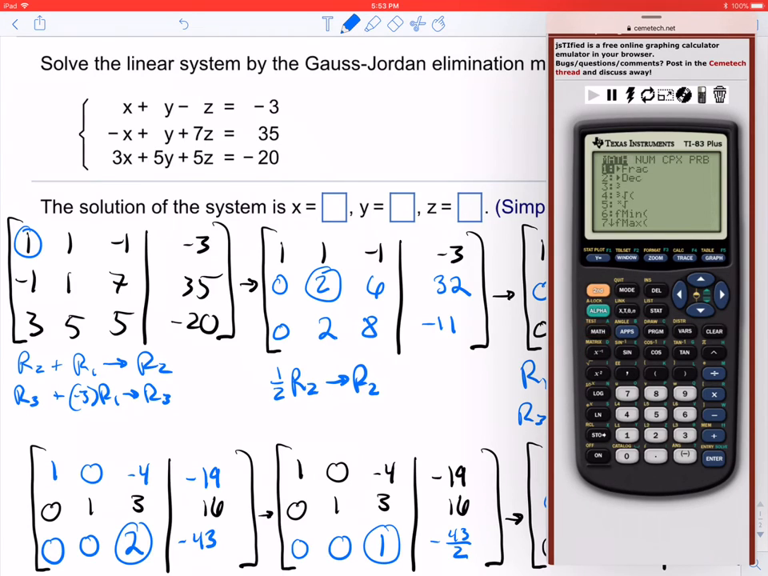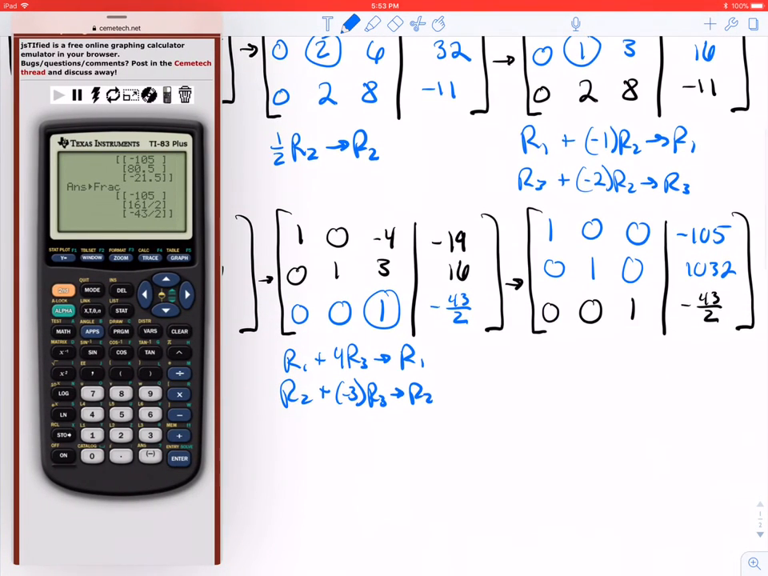And then I want to go back to matrix. I go to B. I want to multiply by matrix B. Let's see what we get. Oh, let me hit math as a fraction. 161. We still did make a mistake. We're close. We got the negative 105. That 1032 is our error.